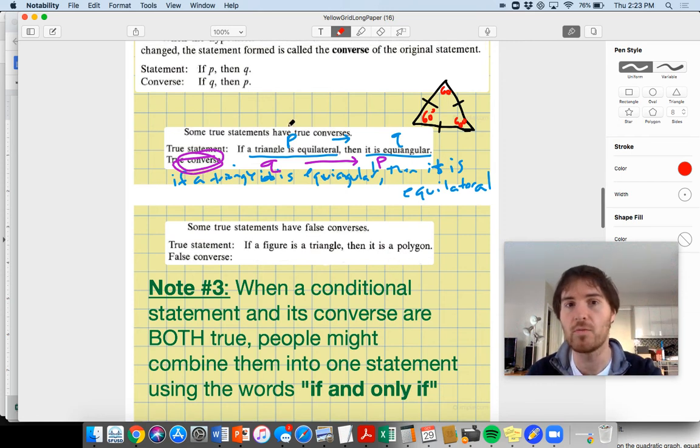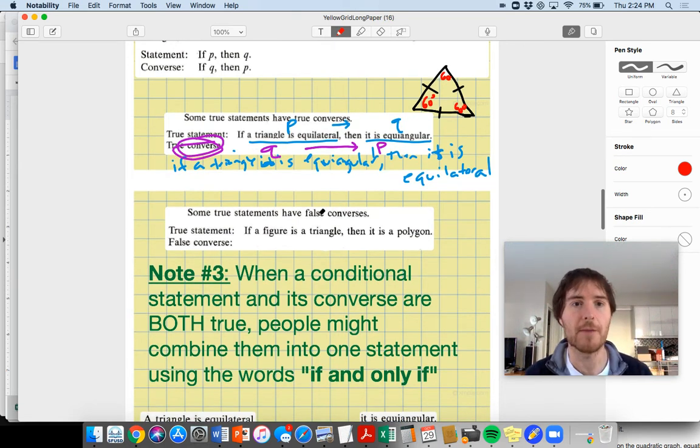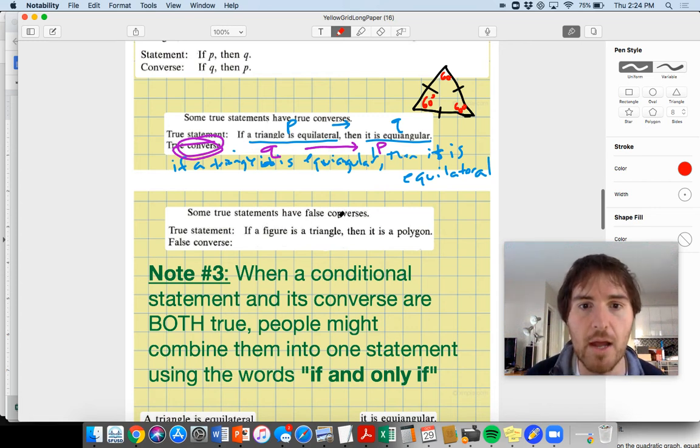We'll actually cover both of those in chapter 3, so don't worry about those right now, but just accept it. We have a true statement, we have a true converse. You might already be aware of those facts, but you've observed them in the homework of the day. All right, some true statements have false converses. If a figure is a triangle, then it is a polygon, okay?